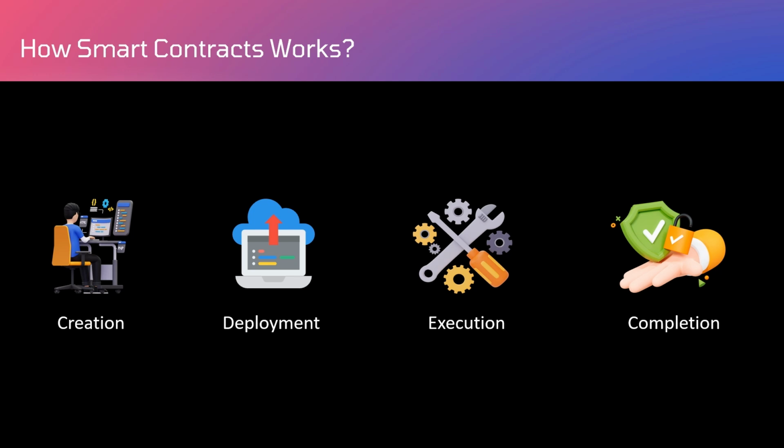Since smart contracts are executed on the blockchain, they are decentralized, meaning there is no need for a third-party intermediary such as a bank or lawyer to enforce the terms. This saves time, reduces costs, and enhances trust between parties.